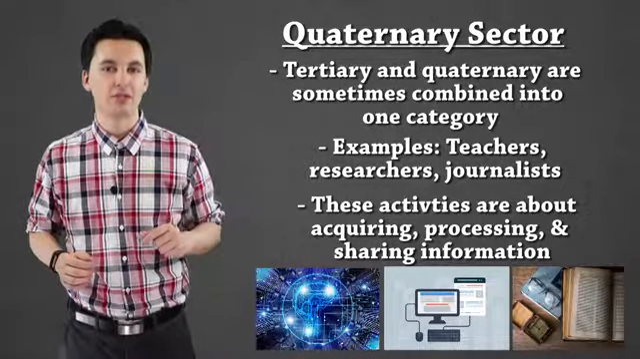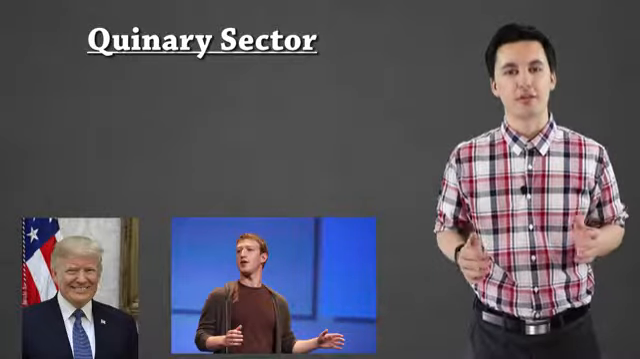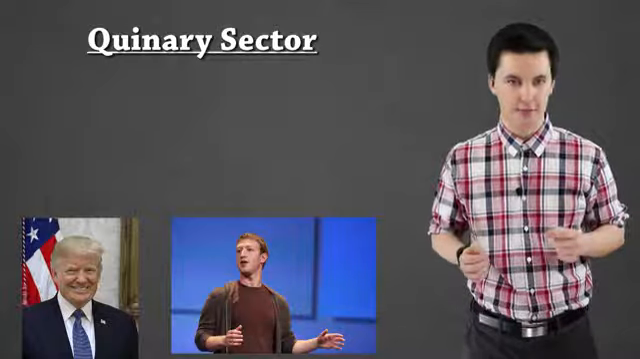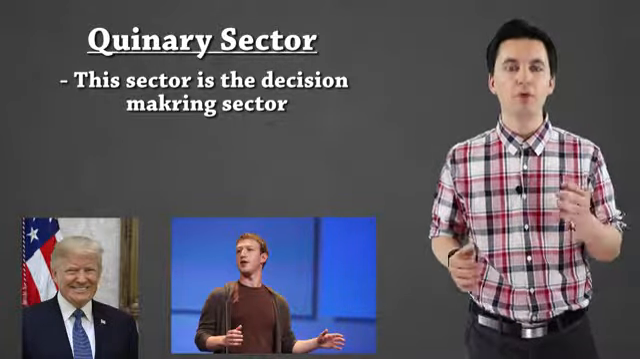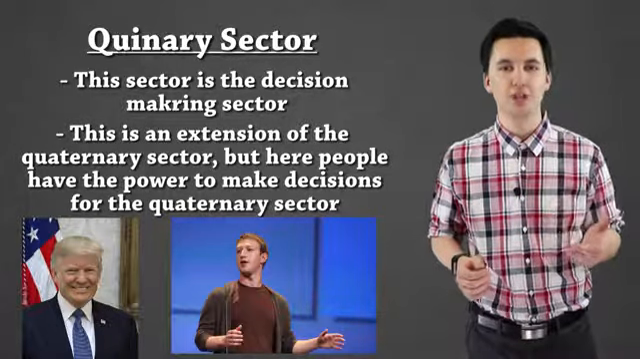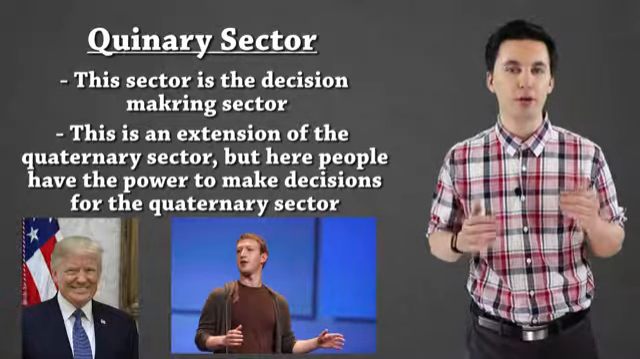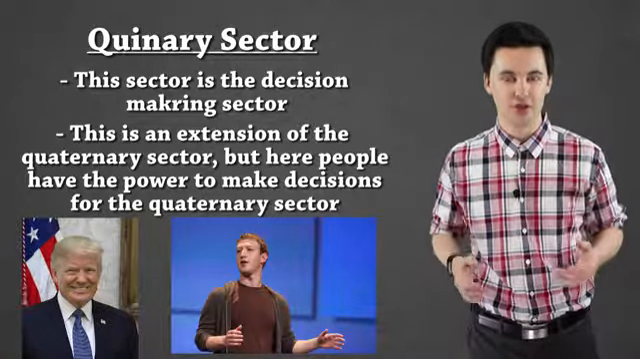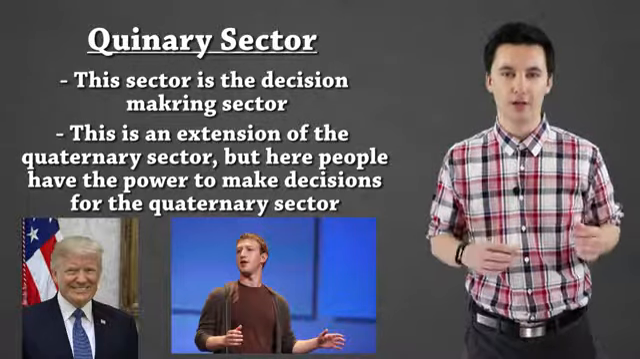Let's go on to our last sector of the economy, and then we'll wrap up the video. Our last economic sector is going to be the quinary sector. Now, this sector is all about decision making and leadership. People who fall under this category would be CEOs. This would be the President of the United States. This is the part of our economy that are making the decisions. They're setting the rules. And it's an extension of our quaternary sector.